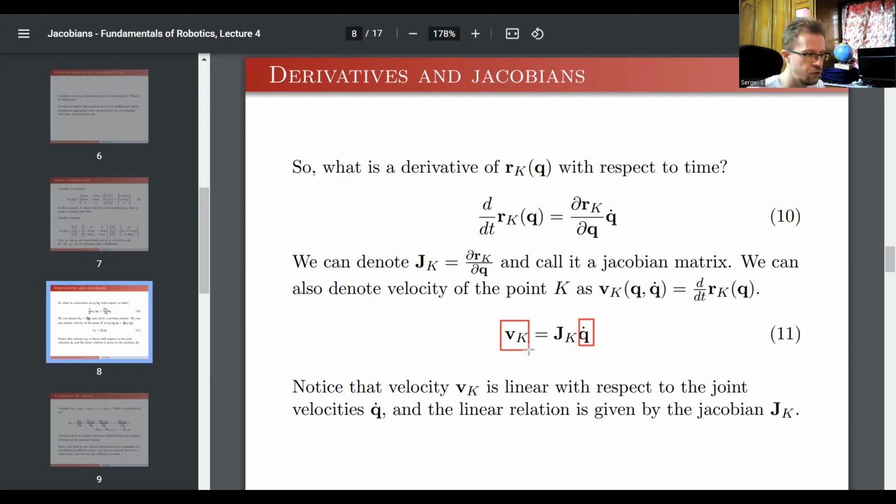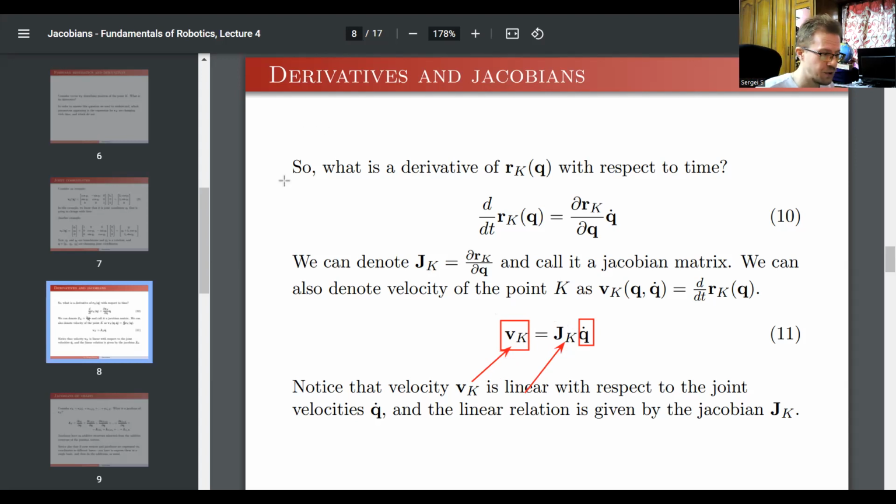Yeah, if you want, you can say this is a map that maps the space of generalized velocities to the space of Cartesian velocities of the point k. You can say it for sure, and it is good to ponder, just think about it. What does it mean, etc. Of course, you also need to keep in mind that this Jacobian is just for the point k, and this is just the velocity of the point k. So this is not a map of all Cartesian velocities to all joint velocities.